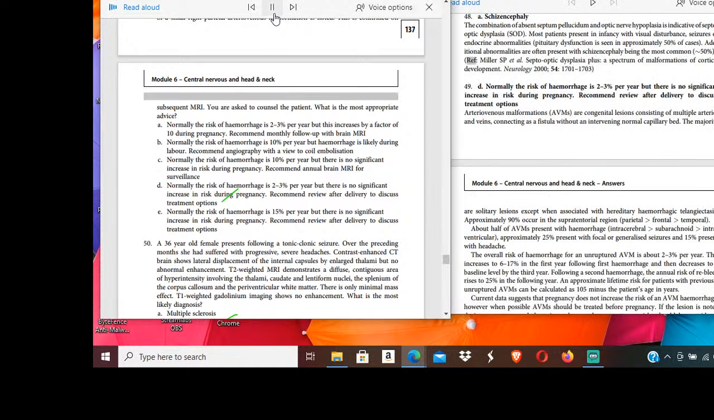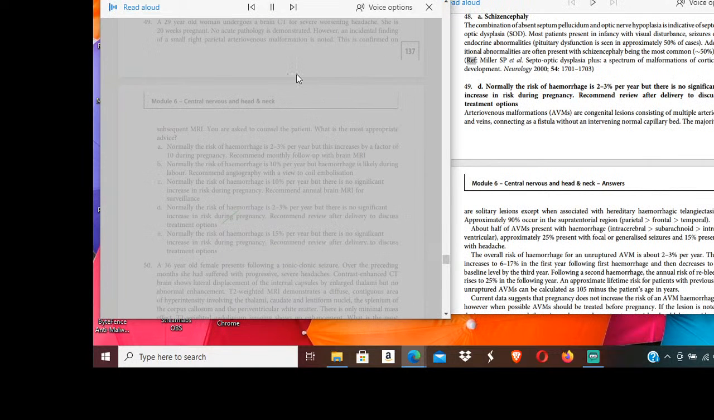49. A 29-year-old woman undergoes a brain CT for severe worsening headache. She is 20 weeks pregnant. No acute pathology is demonstrated. However, an incidental finding of a small right parietal arteriovenous malformation is noted.